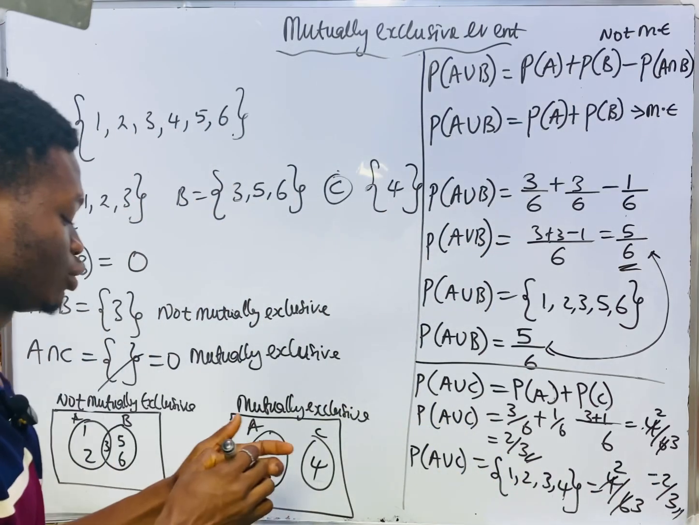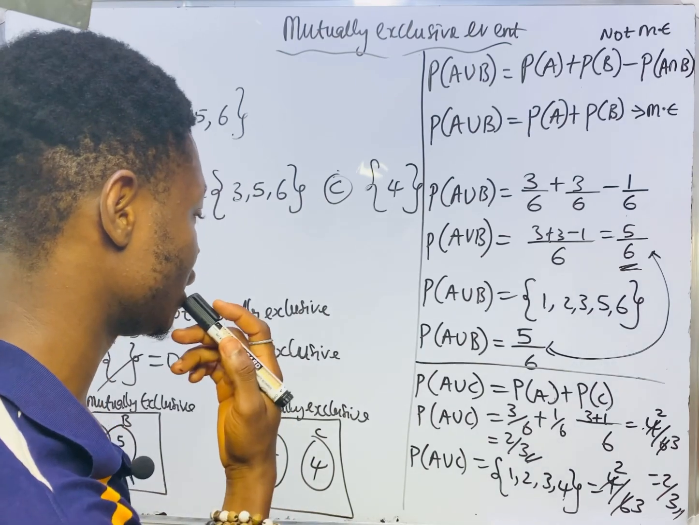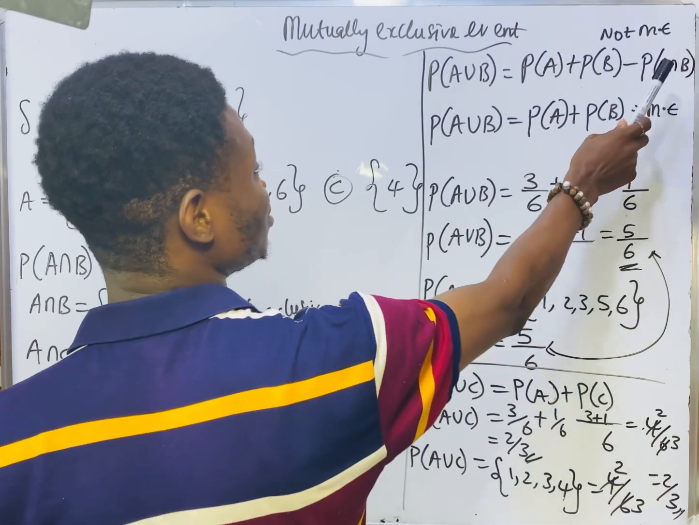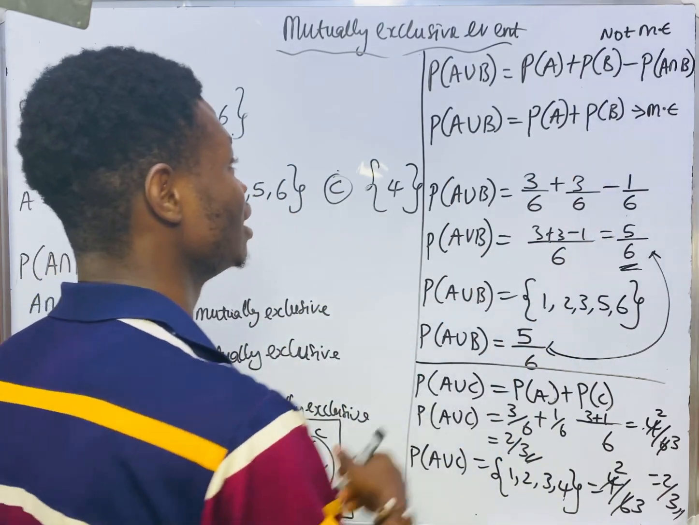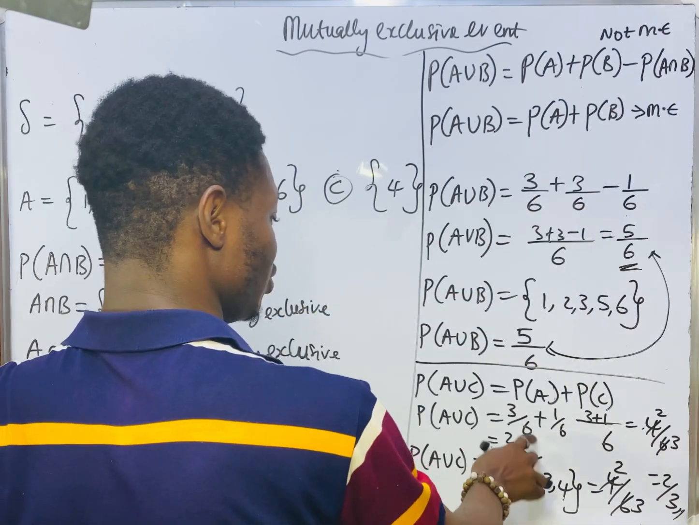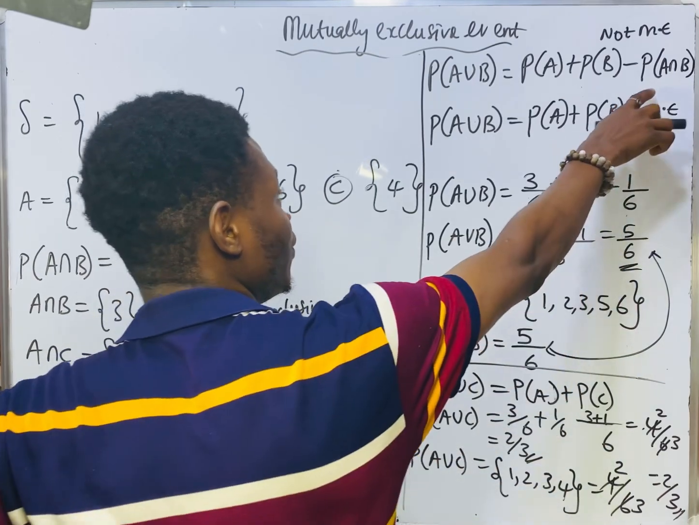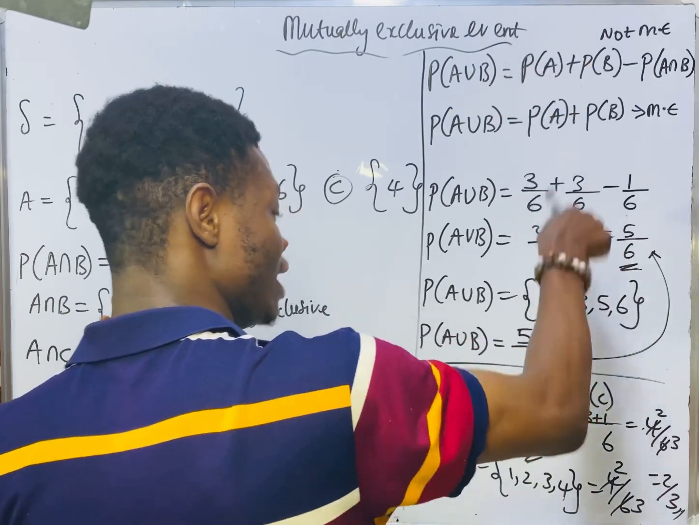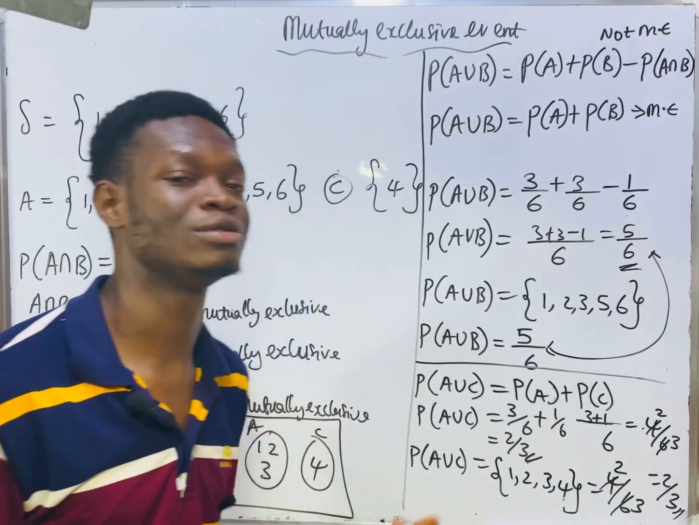So this is all about mutually exclusive events. Do you now see that? If we still want to use this formula to get our mutually exclusive, we can still use it. So we are going to have probability of A, which is 3/6, plus probability of C, 1/6, minus probability of A intersect C, which is 0, which will still give you this value. So that's it.